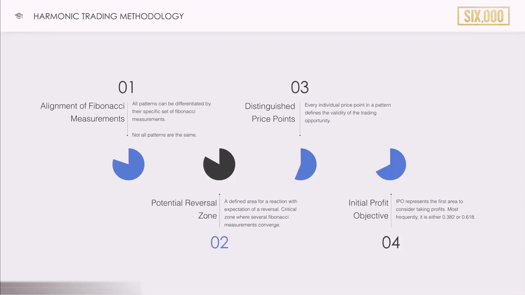Now, up until this point, the 0.382 level is a management level. We've been moving our stop loss into break even or into small profit at the 0.382 measurement. And then we look to take full profit at 0.618.